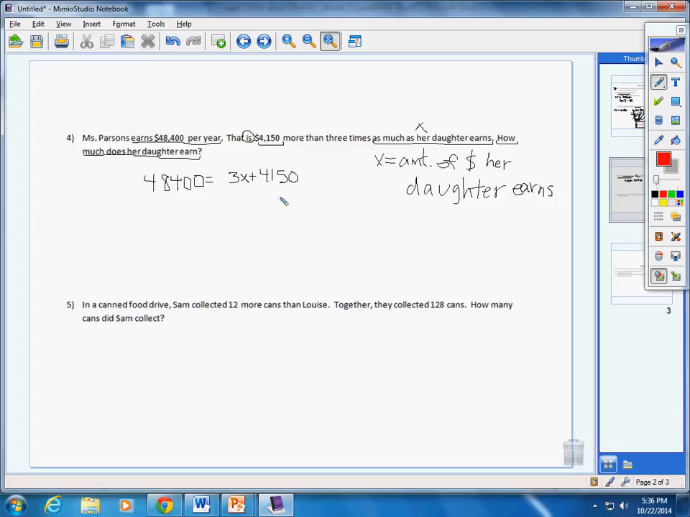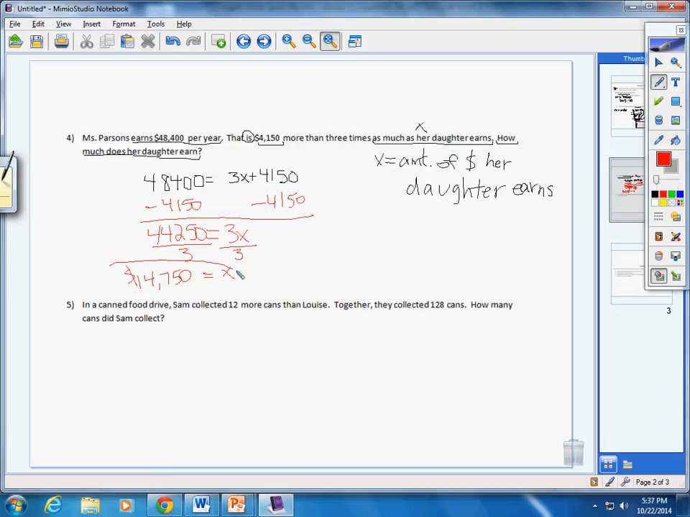How much does her daughter earn? So we need to solve for x. Okay? So let's get rid of everything that's not attached to the x. So let's subtract our 4150, just like that. 48,400 minus 4,150 is 44,250, and that is simply equal to our 3x. And then our last step here, to undo our multiplication, we must divide on both sides, and x is going to be equal to $14,750. That is how much her daughter earns.